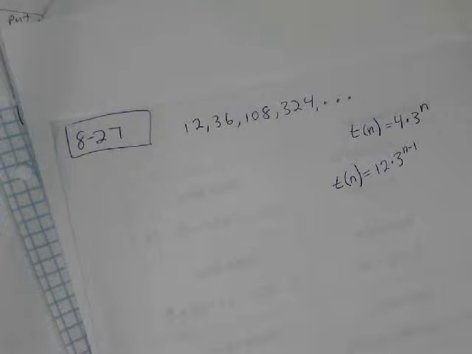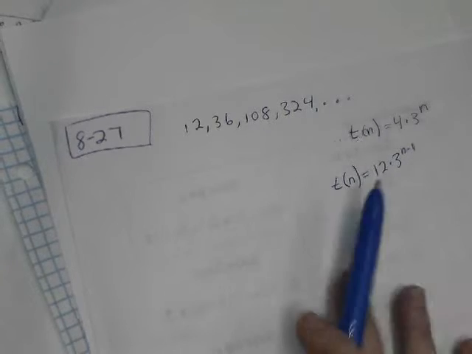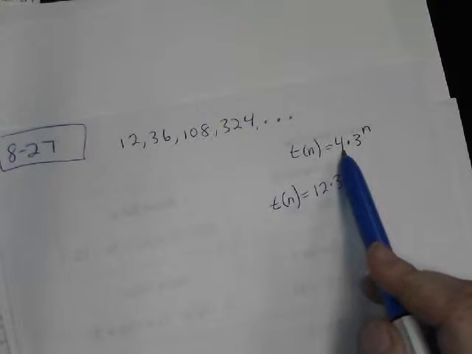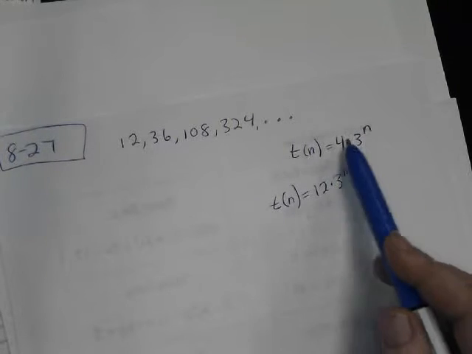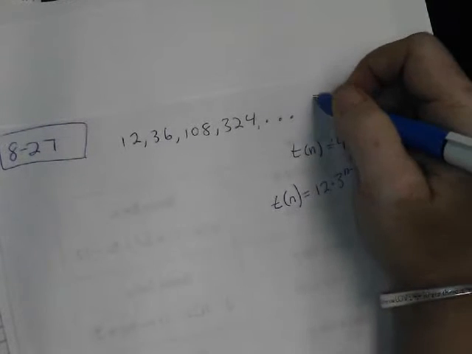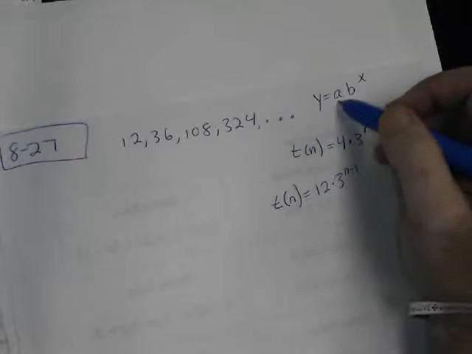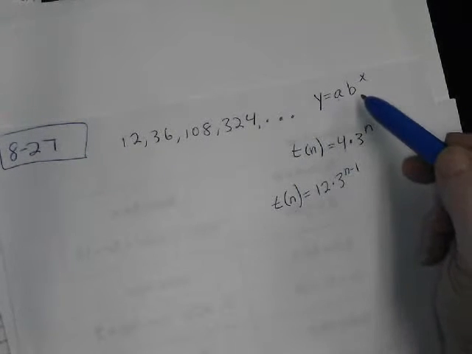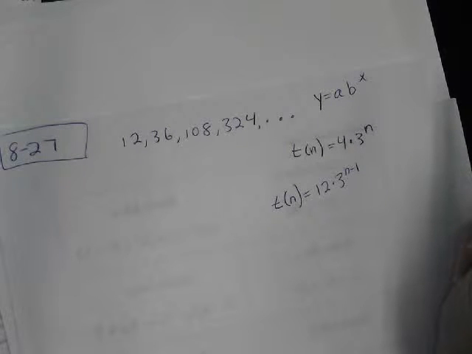Okay, this is 8-27, and it says Wade and Dwayne were working together, writing an equation for this sequence right here. Wade wrote 4 times 3 to the n. Now, we just learned yesterday that, you know how it goes, y equals a times b to the x. Remember, the a is the starting number, and the b is the multiplier.